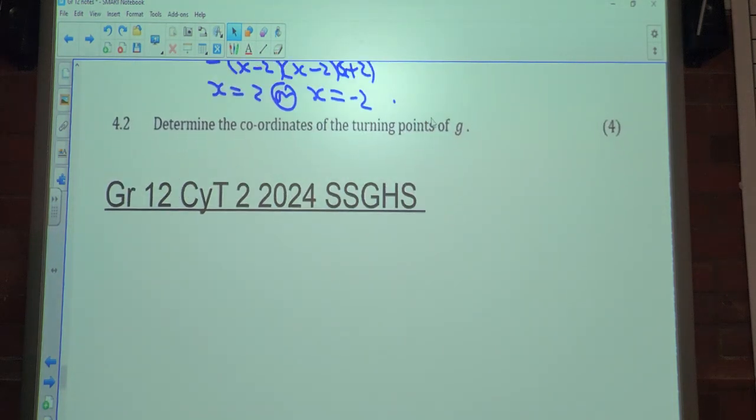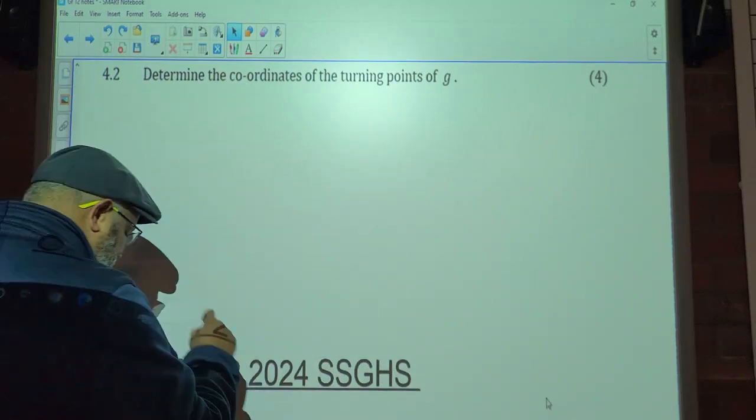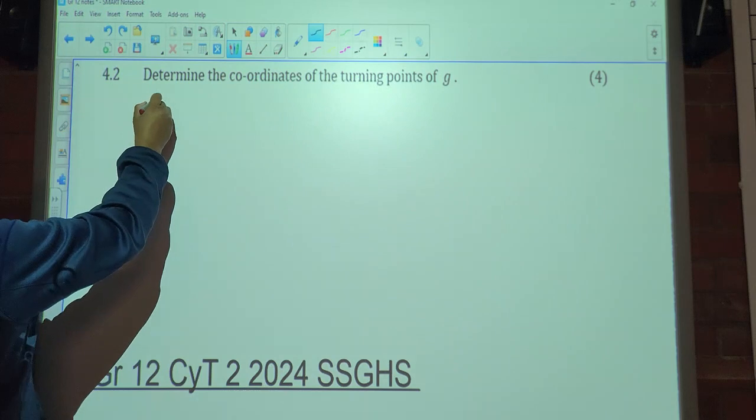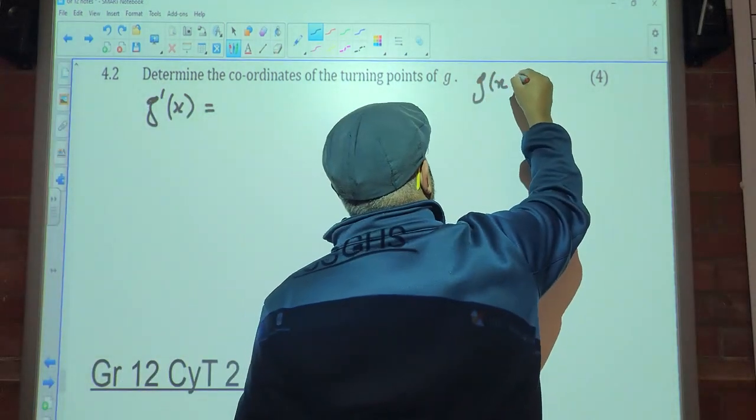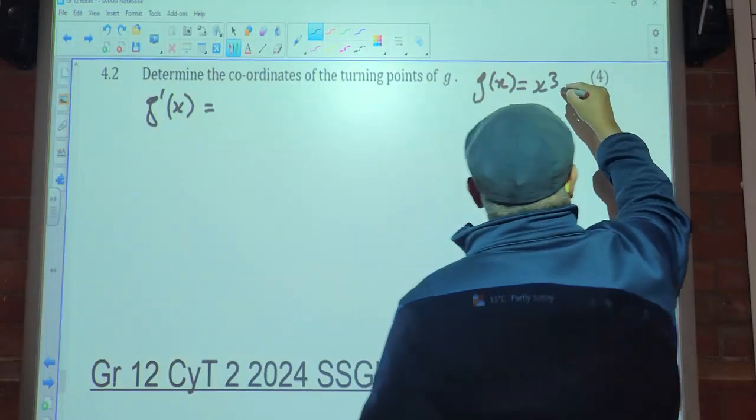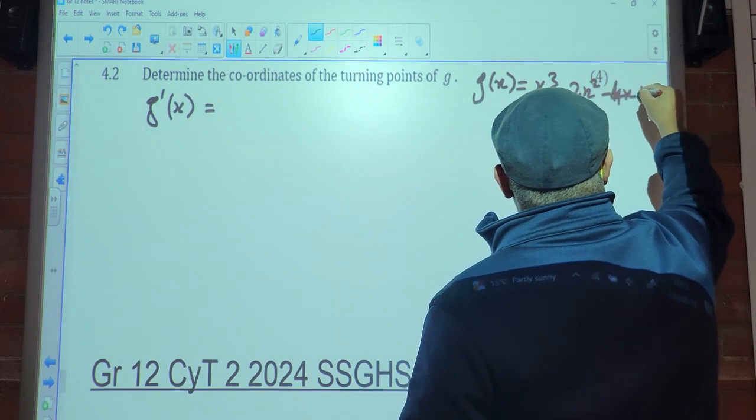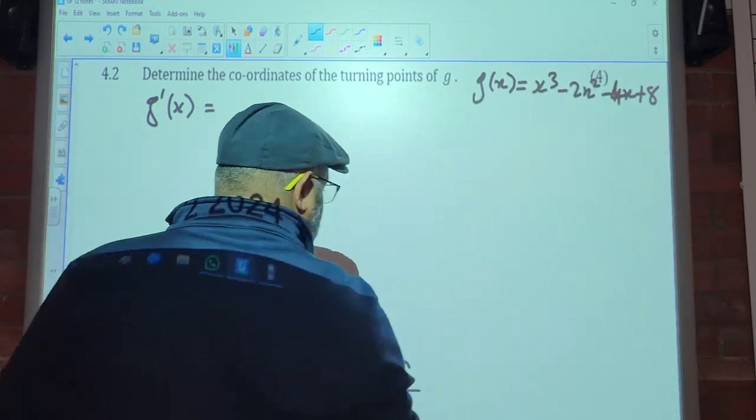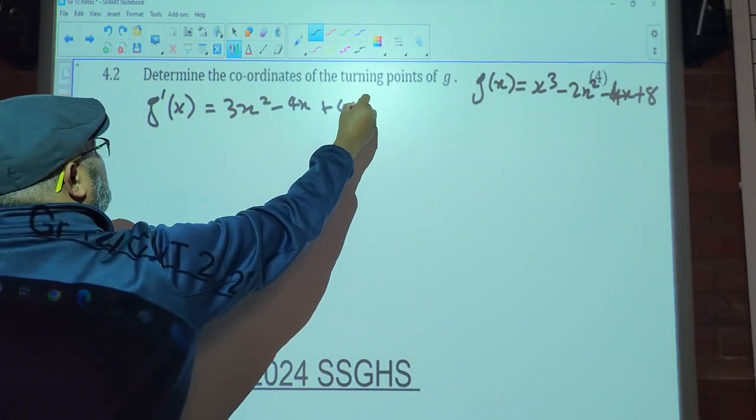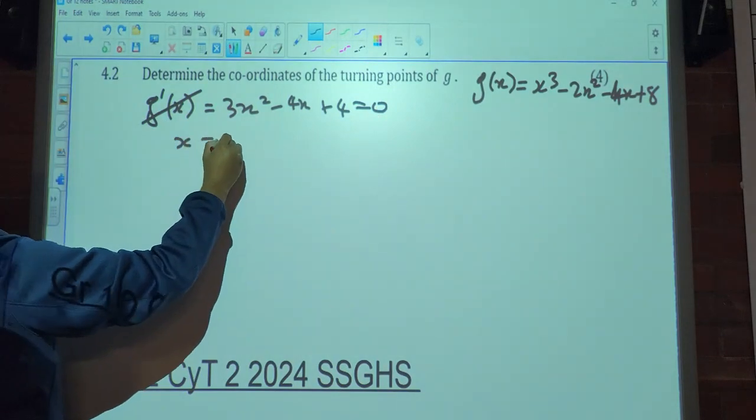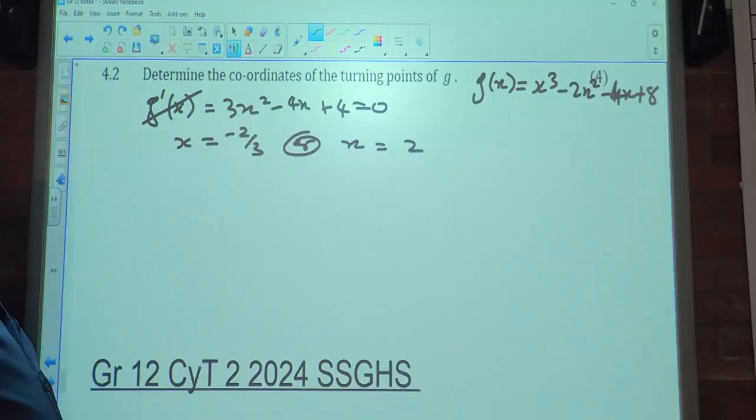The next question says determine the coordinates of the turning point of g. How do you calculate the turning point? First derivative. What was the g of x equation? g of x was equal to x cubed minus 2x squared minus 4x plus 8. If I apply my derivative there, I'm going to get 3x squared minus 4x plus 4. I set that equal to 0 and solve for x, so x is negative 2 over 3, or x is equal to 2. Correct?